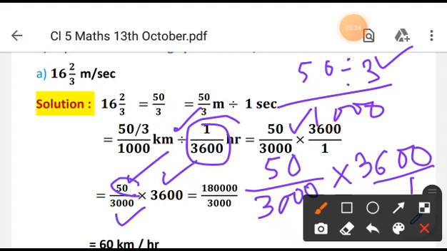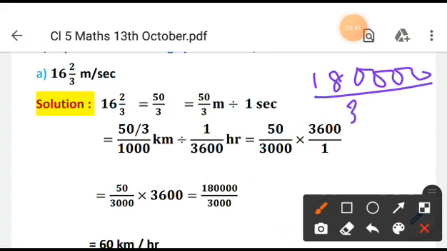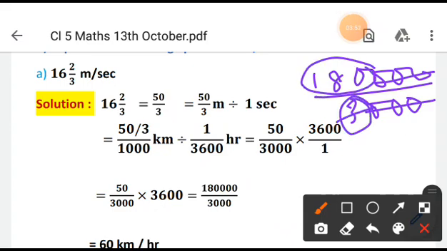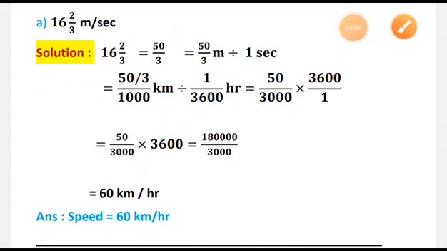Then you multiply the numerators. 50 into 3600 you get 180000 divided by 3000. Then after you do the cancellation. Now let me show you the cancellation. 180000 by 3000. So here in the numerator you have 4 zeros. So here 3 zeros can be cancelled with the denominator. Now this 180 you divide by 3. 3 into 60, that is 180. So you are getting the speed in kilometer per hour as 60 kilometer per hour. So you are going to write the answer, speed equals 60 kilometer per hour.